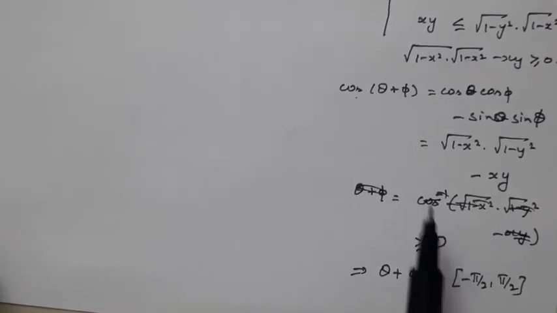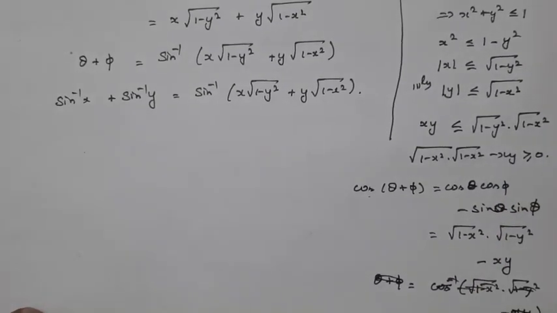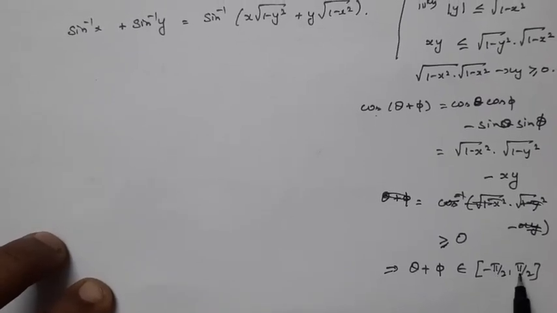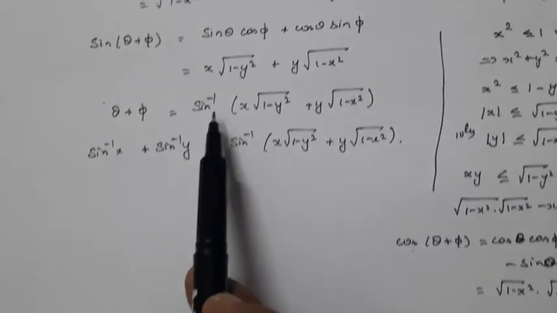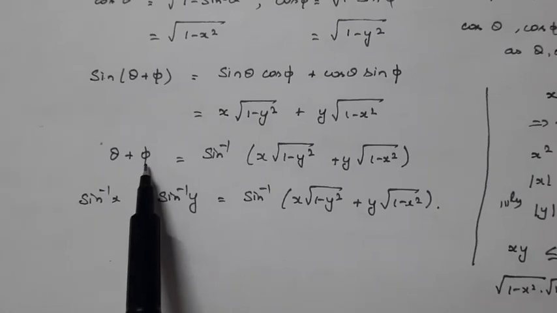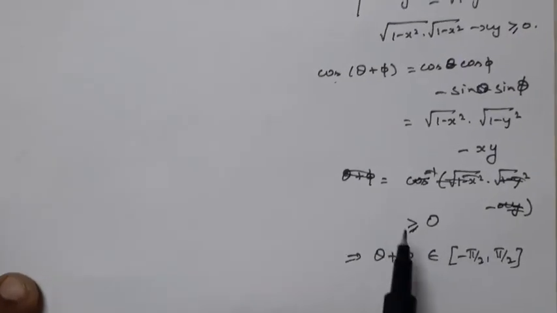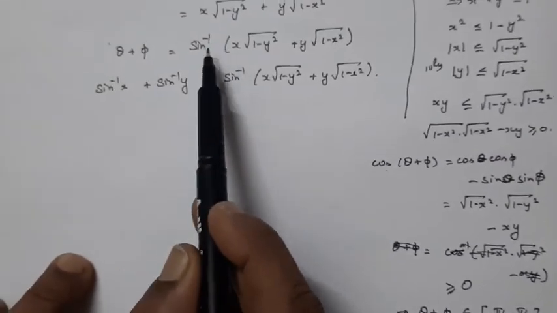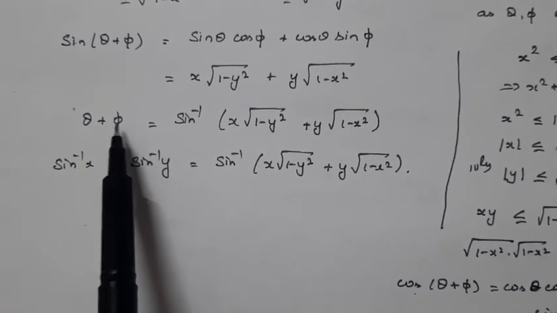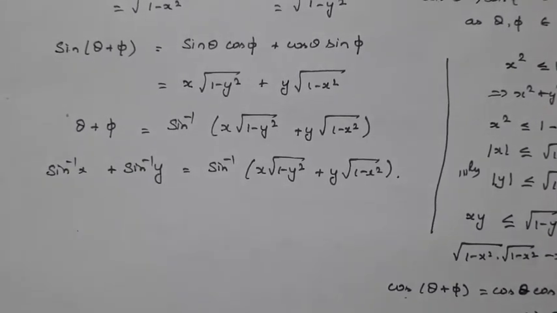So do you understand this? By taking the condition that x squared plus y squared is less than or equal to 1, we have proved that theta plus pi belongs to the closed interval minus pi by 2 to pi by 2. That means here sin inverse of x into root of 1 minus y squared plus y into root of 1 minus x squared is equal to theta plus pi, and as theta plus pi belongs to this closed interval minus pi by 2 to pi by 2, this holds good. Therefore we can replace theta and pi as sin inverse of x and sin inverse of y.